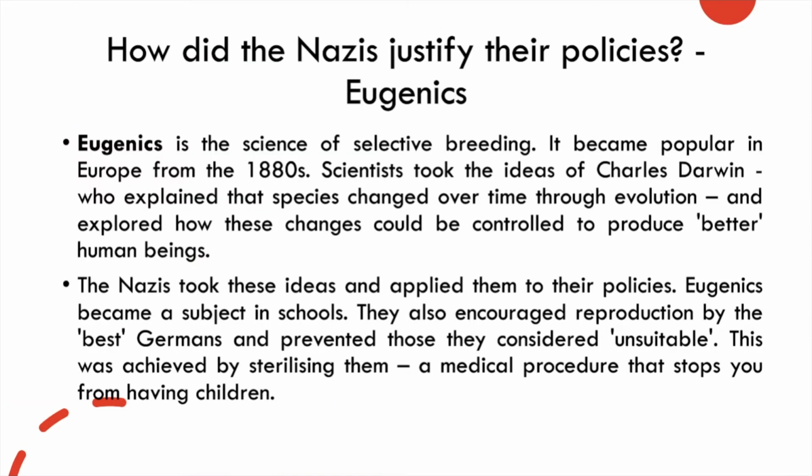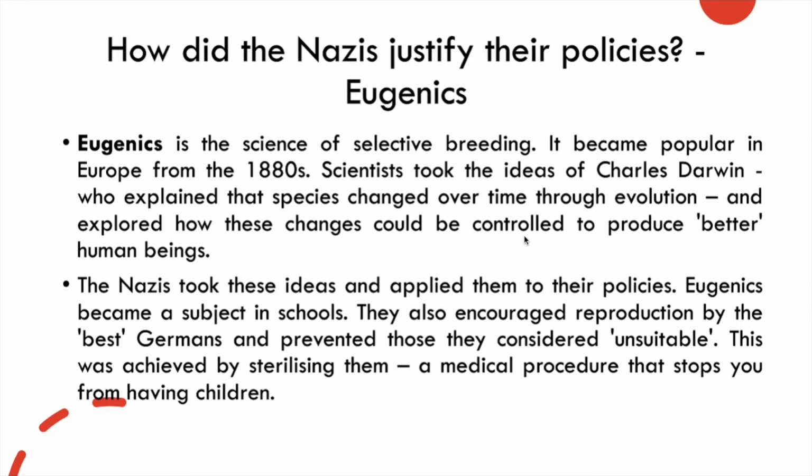Now, the Nazis used eugenics to justify their policies. Eugenics is the science of selective breeding. It became popular in Europe from the 1880s. Scientists took the ideas of Darwin, who explained that species changed over time through evolution. Darwin explored how these changes could be controlled to produce better human beings. The Nazis took these ideas and applied them to their policies.